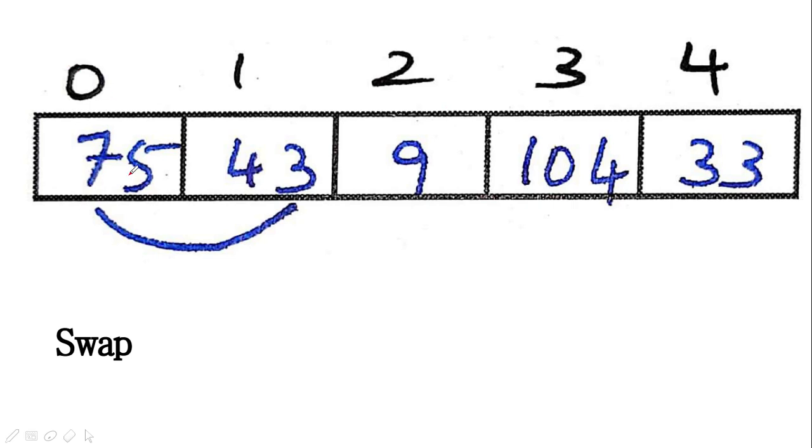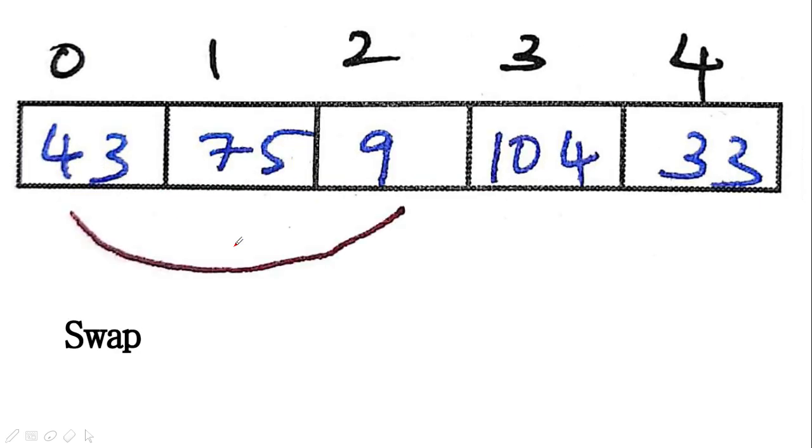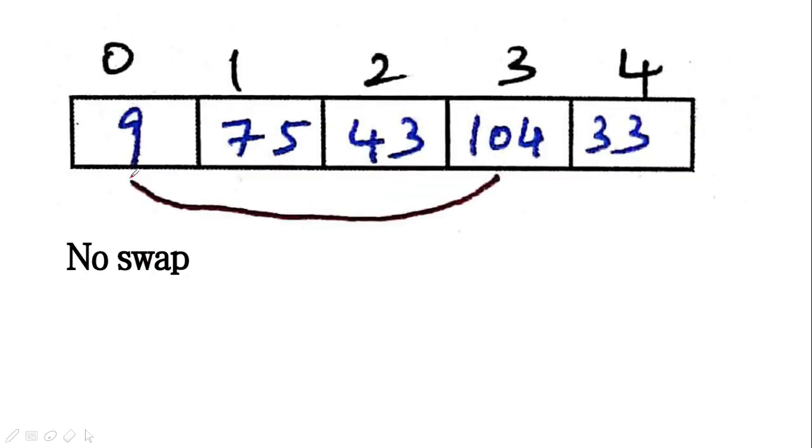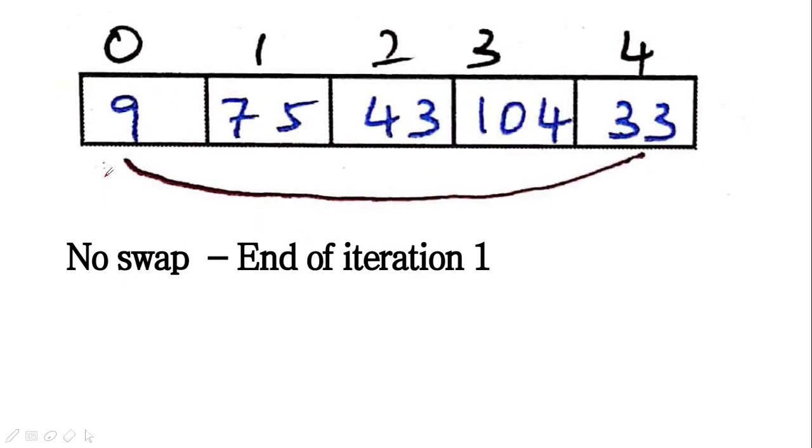In the first iteration you are going to find out the element appropriate for this particular index 0. So what you are going to do is you will compare the element at index 0 with index 1. 75 and 43, they are not in order, swap it, 43 will come here, and then you will still say in the index 0 only, compare it with 2, not in order, swap it. Now again I am in index 0 only, compare it with 3, sorry, it is in order, no swap, and then compare the element with the last one, it is in order, no swap. This is end of iteration 1.